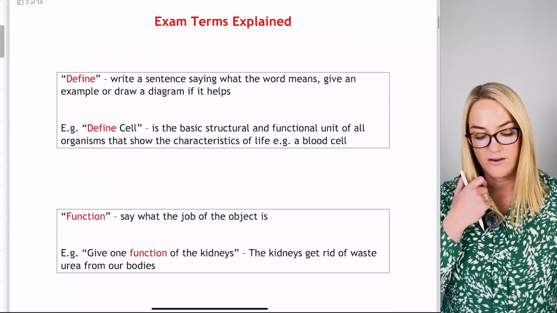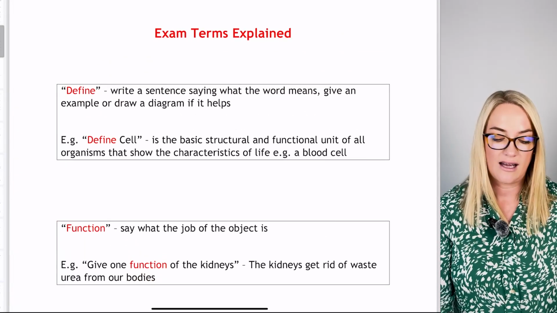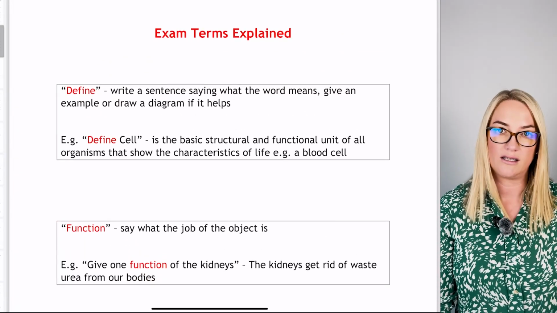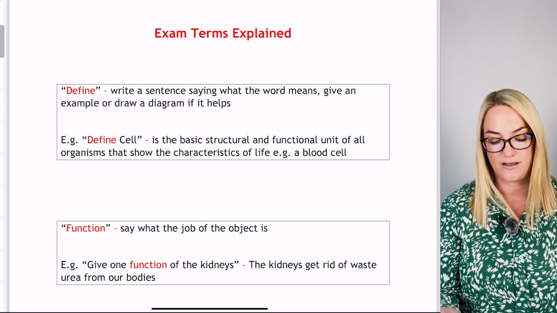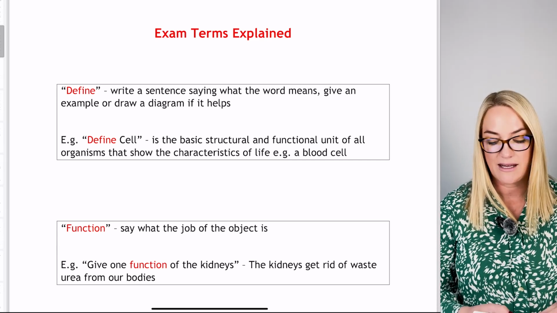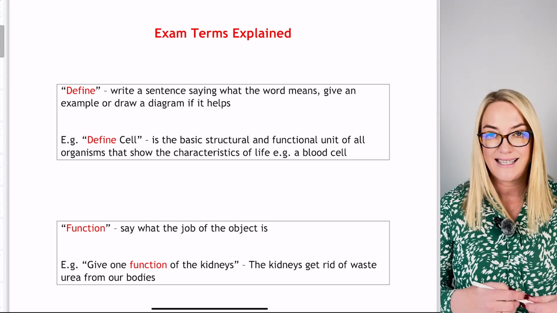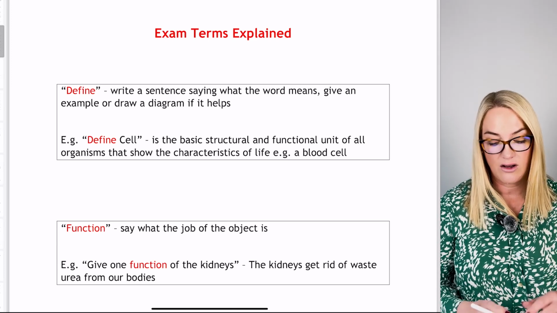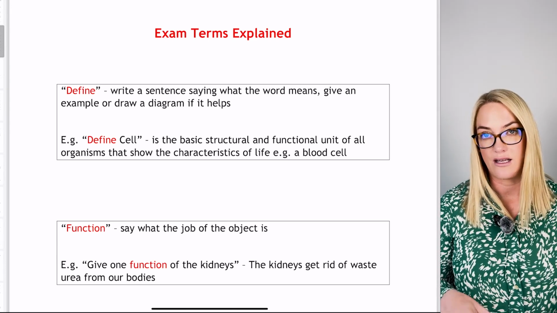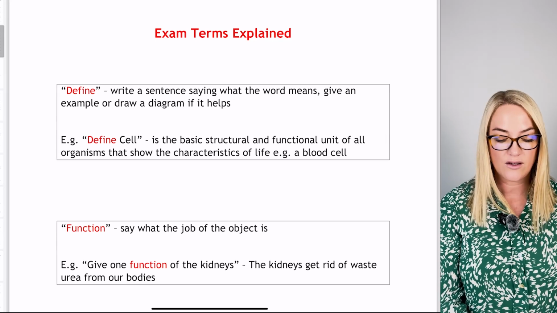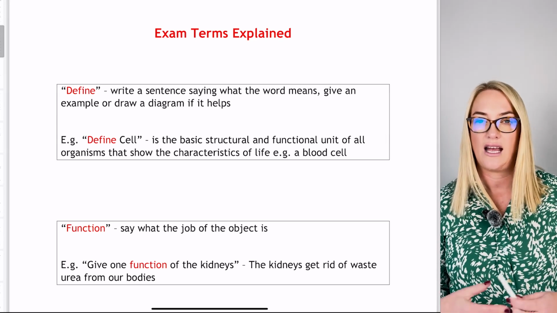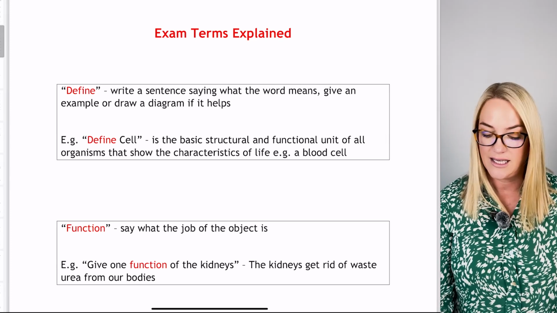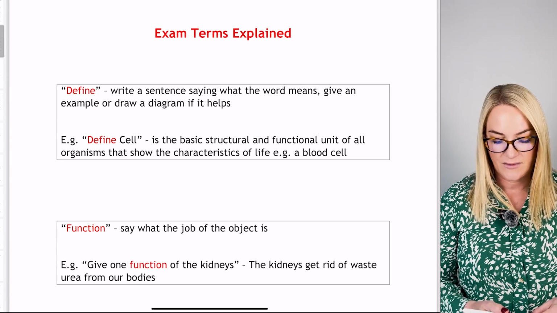So now I'm just going to go through some exam terms and what we want and how to approach these exam terms. So if you're asked to define, write a sentence about that word, what that word means. Give an example if you can, or draw a diagram if you think it will help. So define the cell. It's the basic structural and functional unit of an organism, and it shows the characteristics of life. An example, a blood cell.